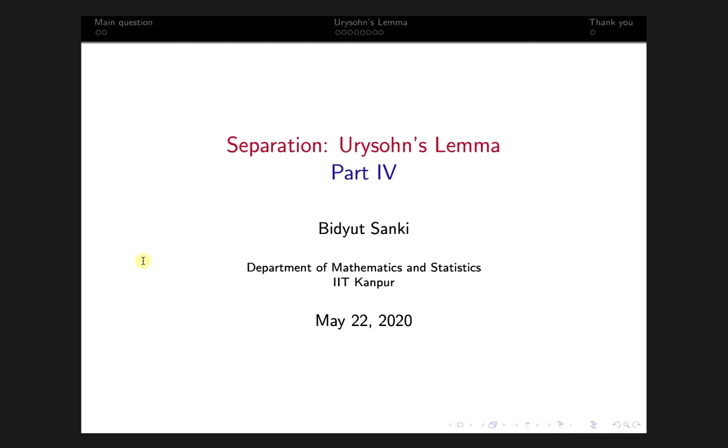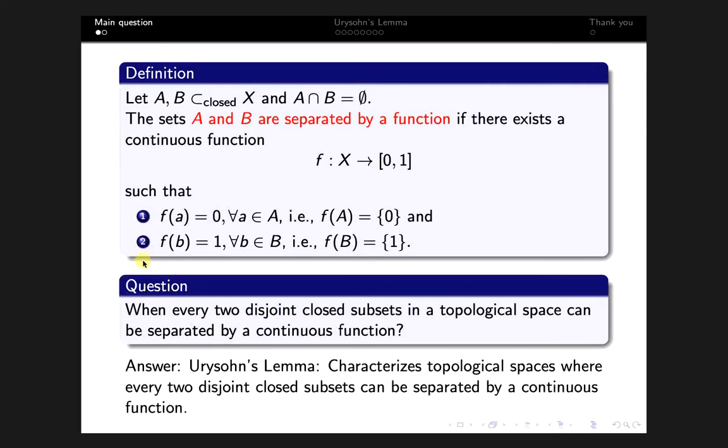There are three major theorems in this course yet to prove. One of them is Urysohn's lemma. Before going to the statement of the theorem, let us give one definition and then discuss the main question behind the theorem. Then we will state and prove the theorem.